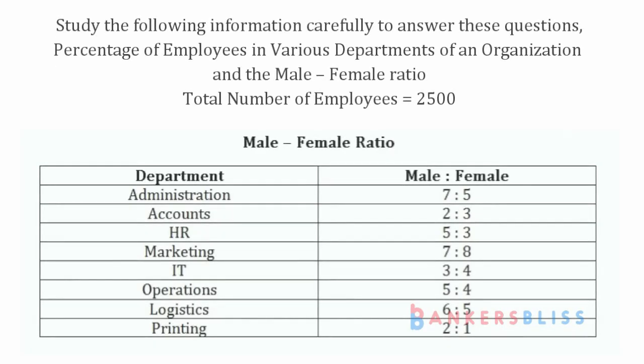And the male to female ratio they have given. See here, the departments: administration, accounts, HR, marketing, IT, operations, logistics and printing. In anti-clockwise direction they have given the data, and they have given the ratio of male to female, that is 7 is to 5, 2 is to 3, 5 is to 3, 7 is to 8, and so on. They have given the male to female ratio of every department, okay. So this is the data they have given. Now let's go to the problem.